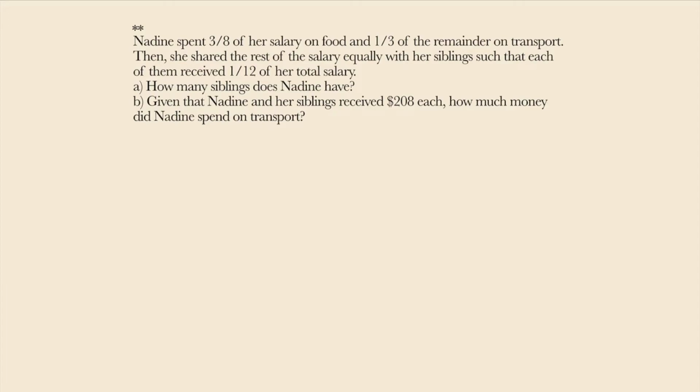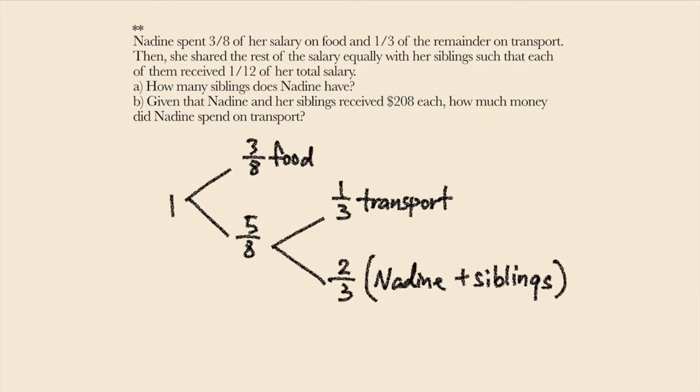Nadine spent 3/8 of her salary on food and 1/3 of the remainder on transport. Then she shared the rest equally with her siblings, such that each of them received 1 over 12 of her total. Well, let's start off with the first few sentences, easier to digest. So 3 over 8 on food, the remainder is 5 over 8. Of this remainder, 1/3 on transport and 2/3 on Nadine herself.